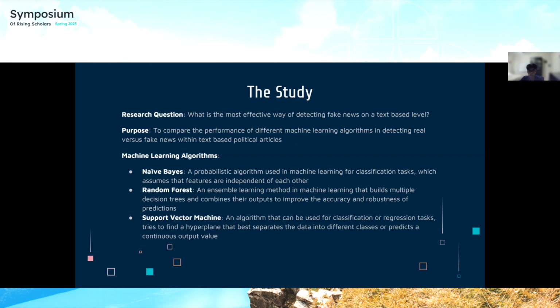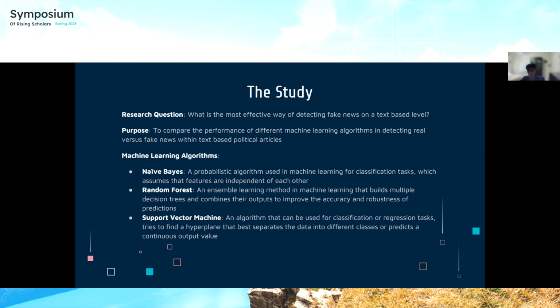And to do so, we looked at three main machine learning algorithms. First, we have Naïve Bayes, which is a probabilistic algorithm used in machine learning for classification tasks. We'll get into more detail about this later. Next, we have random forest, which is an ensemble learning method, which simply means that it combines other methods in machine learning that build what are known as decision trees. Once again, we will cover that later. And it combines the outputs of these trees in order to improve the accuracy and robustness of the overall predictions. And finally, we have support vector machine, also known as SVM, which is an algorithm that can be used for classification or regression tasks, which uses a hyperplane in order to separate data into different classes.